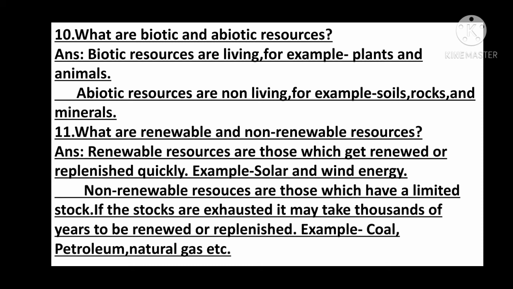Moving on to the last question, that is question number 11. What are renewable and non-renewable resources? Answer, renewable resources are those resources which get renewed or replenished quickly, for example solar and wind energy, whereas non-renewable resources are those which have a limited stock. If the stocks are exhausted, it may take thousands of years to be renewed or replenished, for example coal, petroleum, natural gas, etc.